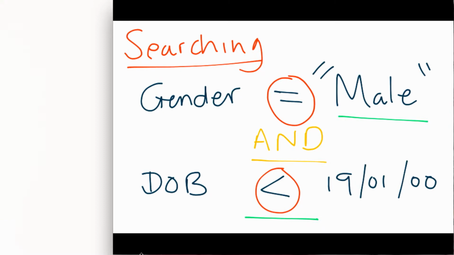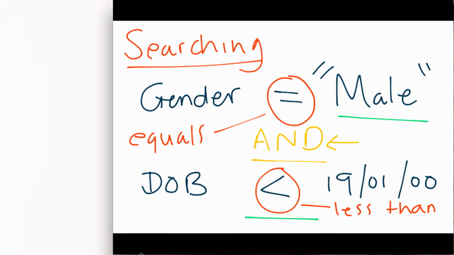So the operators here are equals, and and. The and is where the data is only listed where both conditions are true. So this condition and this condition need to be true in order for the results to appear.